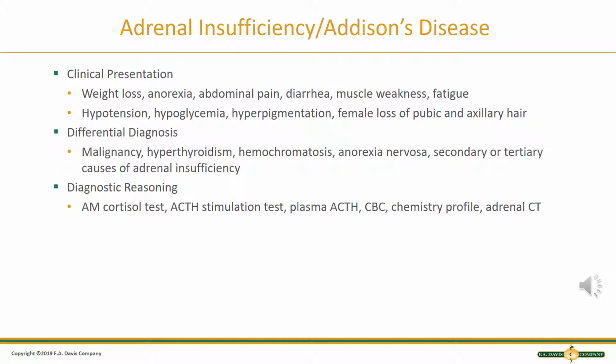A CAT scan of the adrenal glands can be done, and this is either going to show a normal adrenal gland or small or atrophied adrenal glands. They can be enlarged or with calcifications too, but small and non-calcified typically are going to point towards an autoimmune Addison's disease.